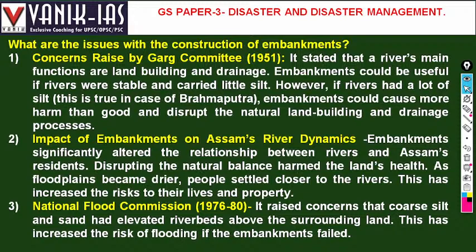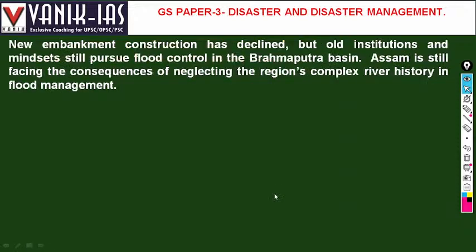The impact of embankments on Assam's river dynamics: embankments significantly alter the relationship between the river and Assam's residents, disrupting the natural balance and harming the land's health. As the floodplain became drier, people settled closer to the river. This has increased the risk to their lives and their property. The National Flood Commission, 1976 to 80, raised concern that coarse silt and sand has elevated river beds above the surrounding land. This has increased the risk of flooding if the embankment is breached. So new embankment construction has declined, but old institutions and mindsets still pursue flood control in the Brahmaputra basin. Assam is still facing the consequences of neglecting the region's complex river history in flood management.